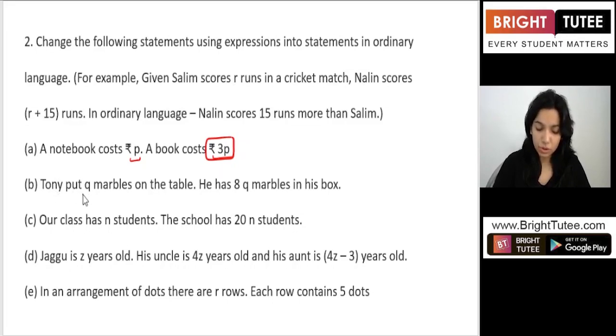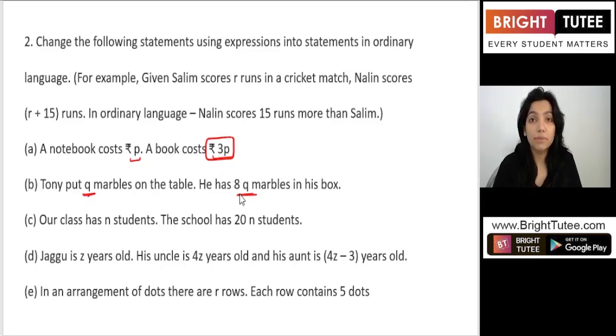Now Tony puts Q marbles, Q is the variable, on the table. He has 8Q marbles in the box. So we can say that Tony has 8 times the marbles in his box compared to the marbles on the table. Because on the table we have got Q marbles and in the box we have got 8Q marbles.